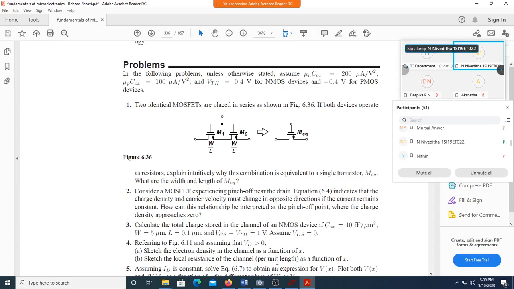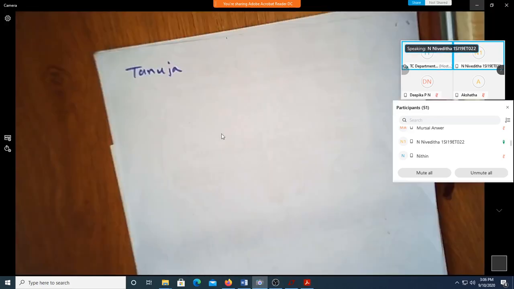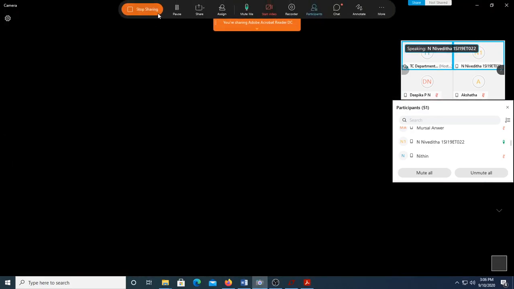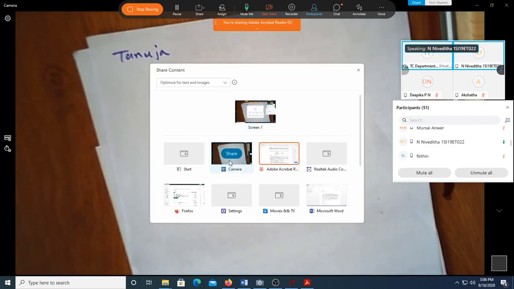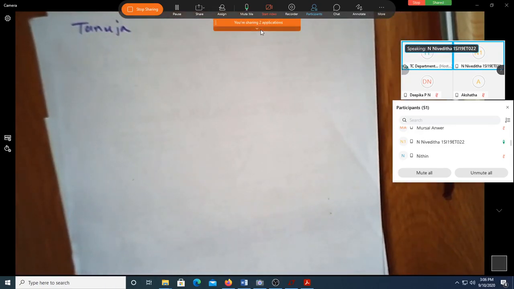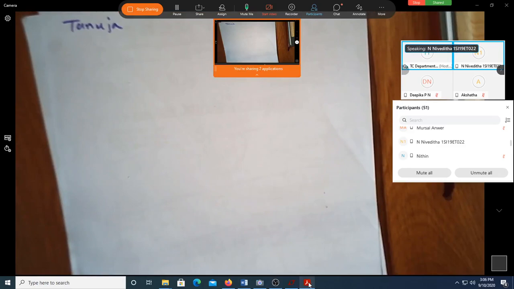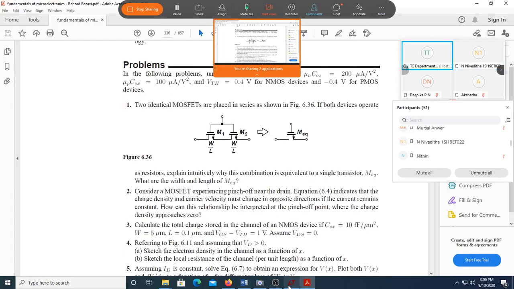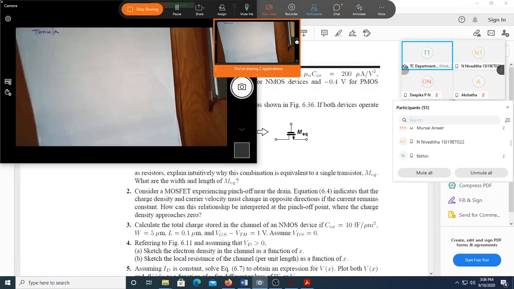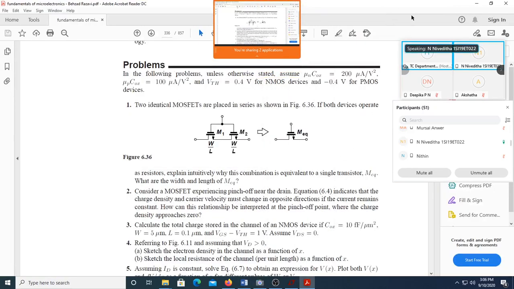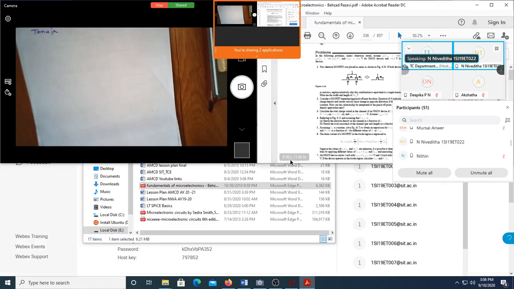So what I want to say is, let me also share content in terms of camera. Are both camera and this visible? Let me make, okay, just a minute. I'll make both of them visible.